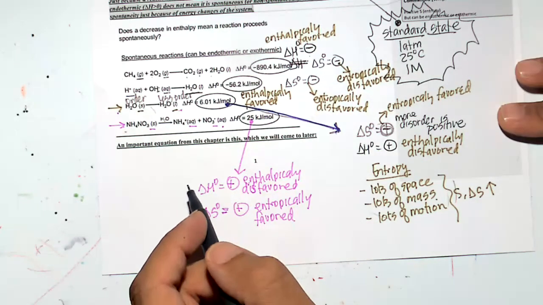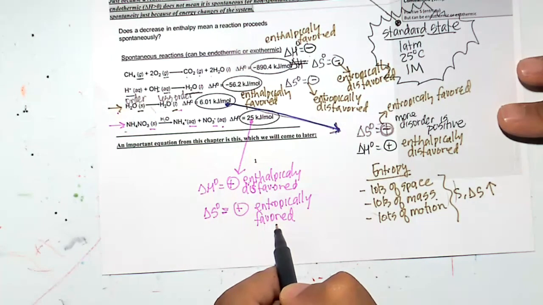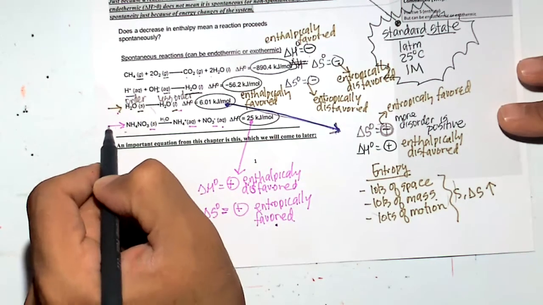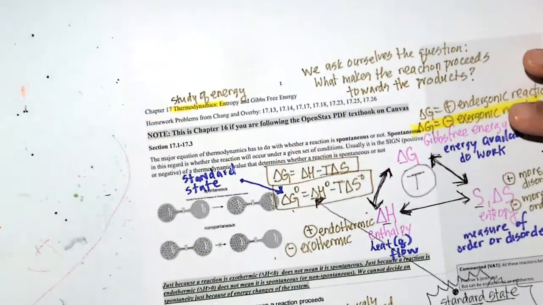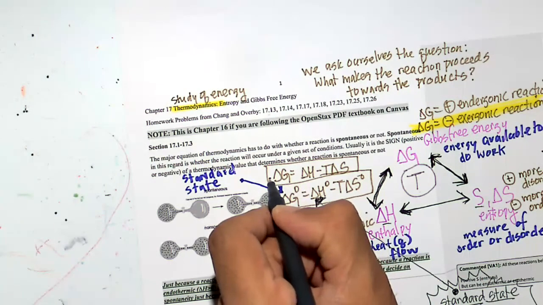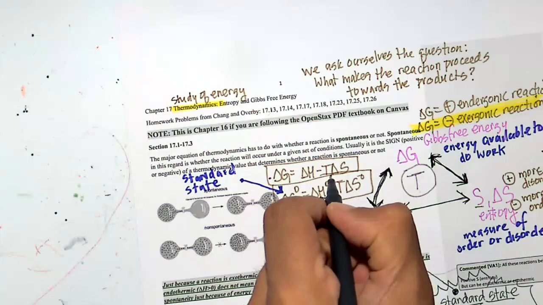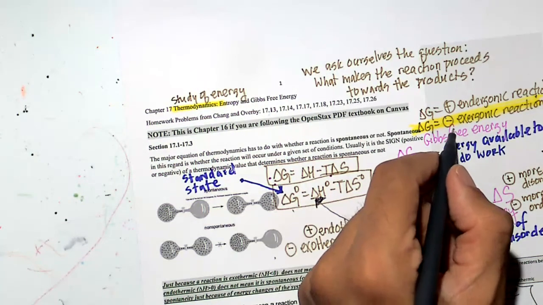All right, final thing before I let you guys go. This reaction is enthalpically disfavored and entropically favored. So will this reaction go to the products? You don't know. It depends on what the final value of delta G is, and it depends on the temperature. If that delta G is negative, then yes.